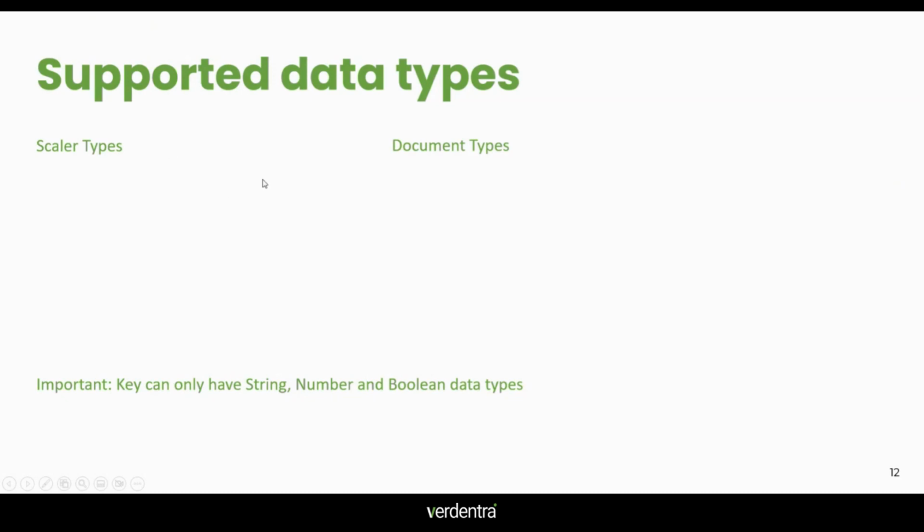Okay, so then we can move on to the supported data types. There are 2 types of data. You have scalar types like string, number, boolean, binary, and null. And you also have document types: map, list, and set. These are the only supported data types by DynamoDB. One important thing to keep in mind is that although DynamoDB supports all of these data types, your keys can only have 3 of these data types. It can be either string, number, or binary. Usually in a lot of use cases you are going to use a string as your keys.